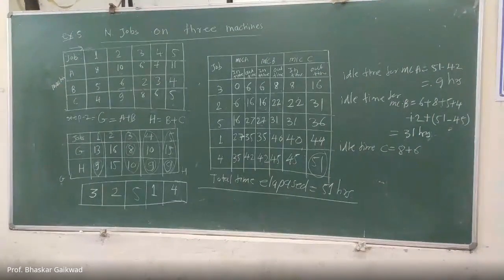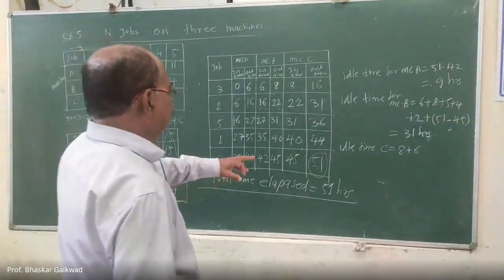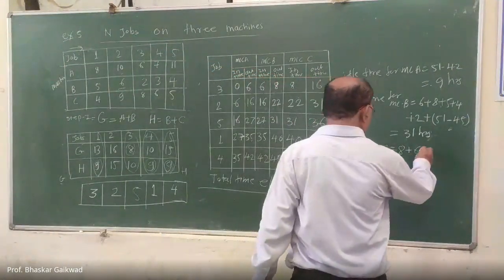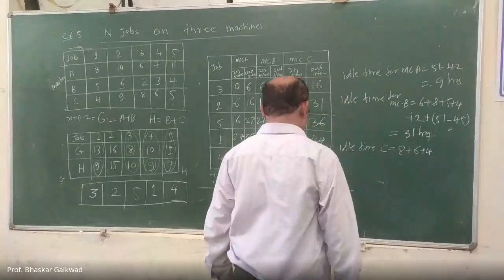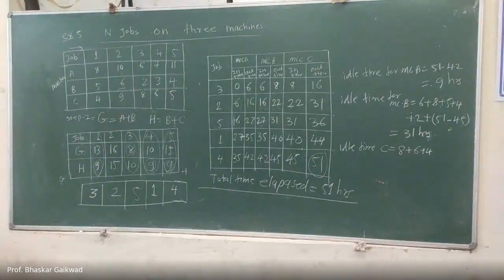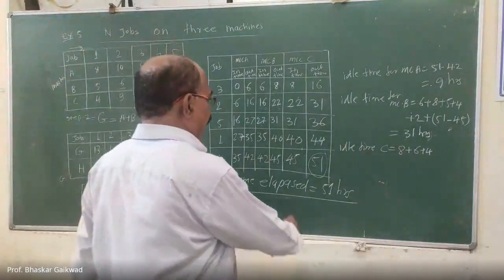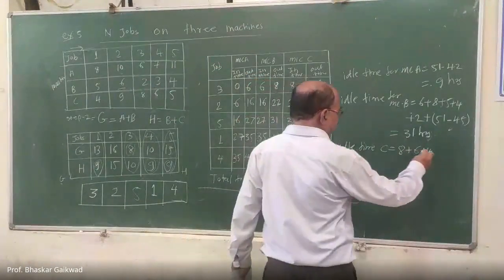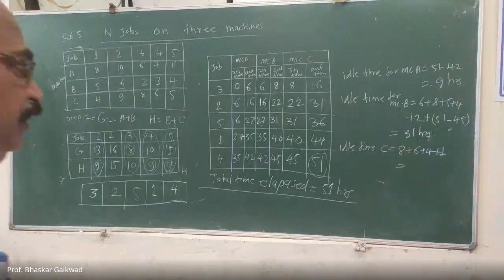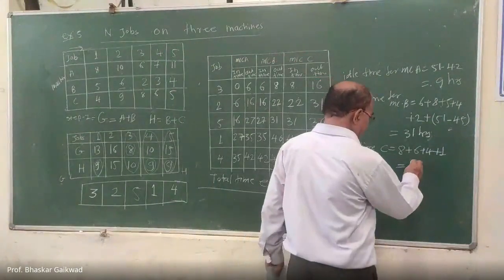What is this difference? 36 plus 40, how much is there? 4. Next. What is the next? 44, here it is 45, 1 hour is there. What is the total? 19. Okay, so this is the 19.